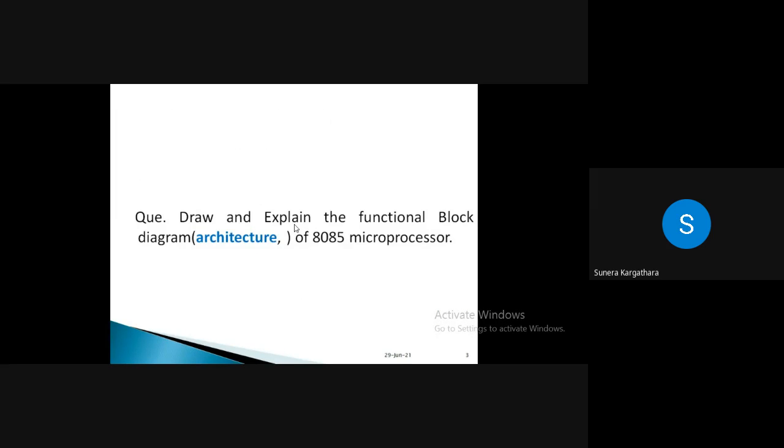Generally, for this content, architecture of the 8085 microprocessor, the question can be asked: draw and explain the functional block diagram or architecture of the 8085 microprocessor. Sometimes we may have a doubt about how this question can be asked in the exam. It can be asked for 10 marks or 8 marks: draw and explain the functional block diagram, or architecture, of the 8085 microprocessor. Or it can be a 4 marks question, like just explain the programming model or just explain a few registers.